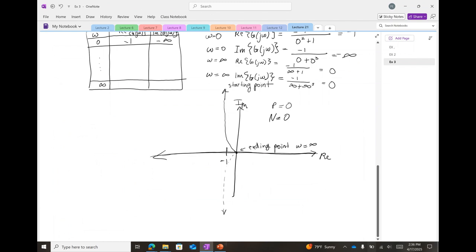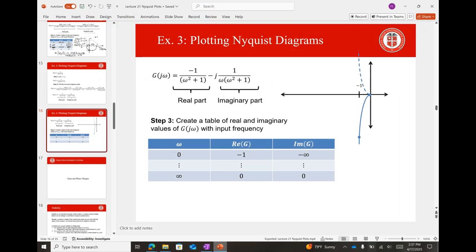Oh, and I'm sorry, it seems like I reversed this. This should have been -infinity. So actually, -infinity is down this way, isn't it? So this would be reflecting this way. Okay, anyways. Just a simple reverse of sign here, but it really doesn't make a difference because we reflect across the real axis, and so that's why we get the same kind of thing. Okay, anyway, so this is how we will plot the Nyquist diagram.